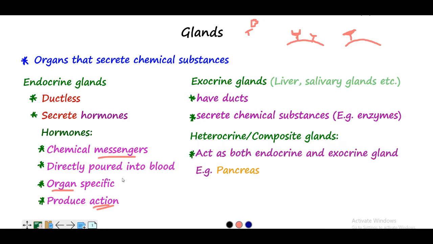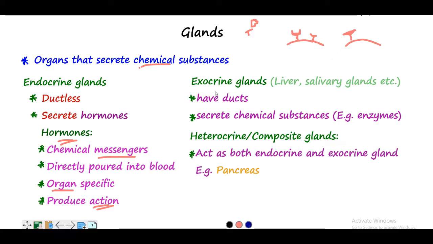So what are hormones? Hormones are chemical messengers. They carry a message and they are chemicals. So they have a chemical structure, they carry a message, and they are directly poured into the blood. So they are chemical messengers that travel through the medium of blood to the specific organ and produce an action. So these are called hormones. This is the criteria that a chemical substance has to have to become a hormone. Now, not all chemical substances secreted by organs are hormones. Only endocrine glands secrete hormones, and hormones need to have this specific criteria.